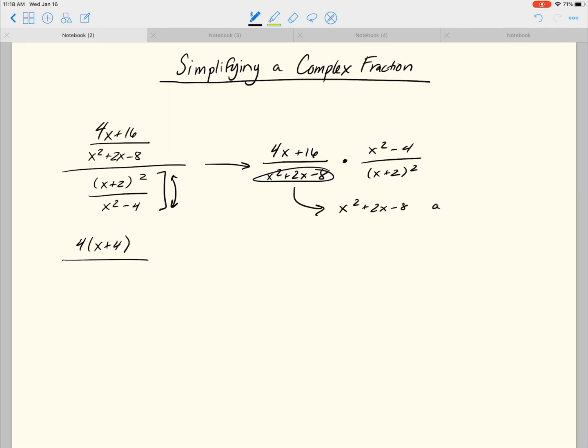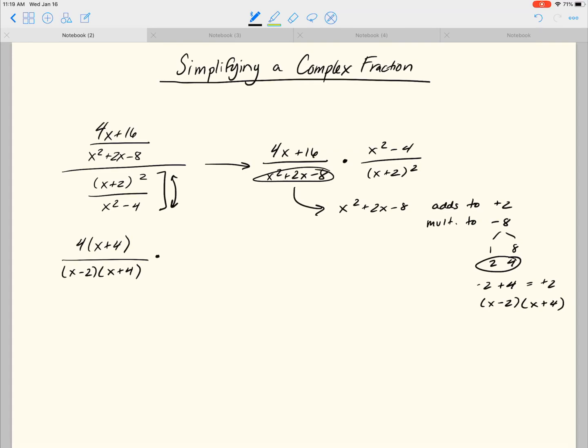We are looking for something that adds to a positive 2 and multiplies to a negative 8. I can break up 8 into 1 and 8, or 2 and 4. In this case, really only 2 and 4 works. So if I take a negative 2 and I add 4 to it, it's going to give me a positive 2. So we can rewrite that as x minus 2, x plus 4. I'm just going to rewrite that over on the left.